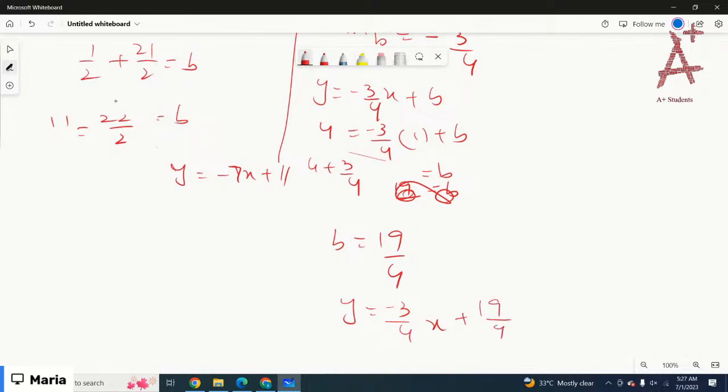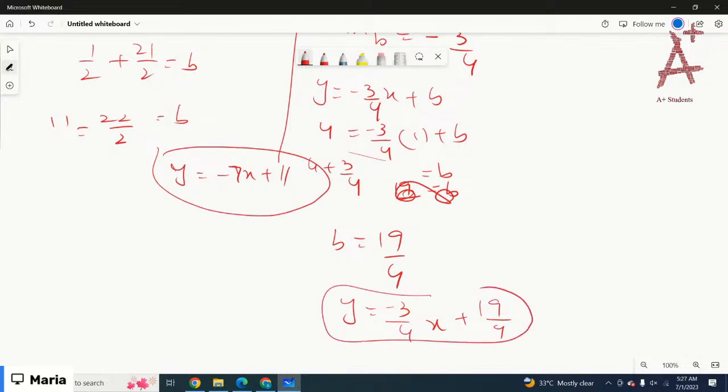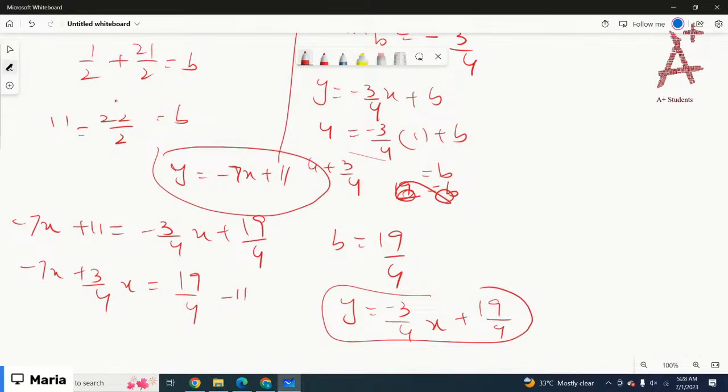Okay, now we have two equations. The first one is this, and here is the second one. We have to solve these equations simultaneously to get the values of x and y. They both are exactly equal, so negative 7x plus 11 equals negative 3 over 4 x plus 19 over 4. So solving for x, negative 7x plus 3 over 4 x equals 19 over 4 minus 11.